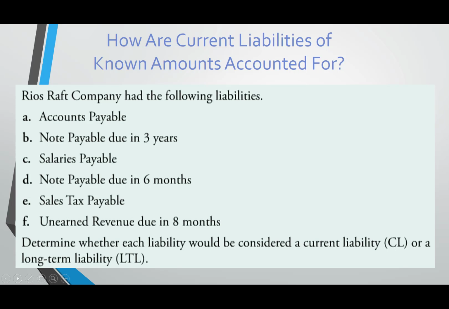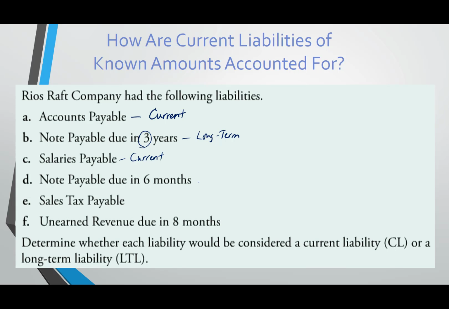So let's talk about how to classify liabilities from Rios Raff Company. We have letters A through F, and we have to determine whether each liability would be considered a current or a long-term liability. So we know accounts payable, that would be current. Notes payable, due in 3 years. Well, over 3 years is the key. Long-term.